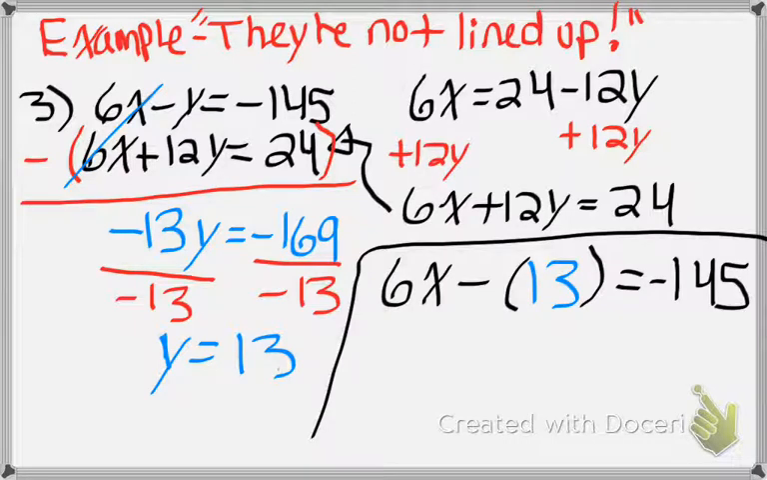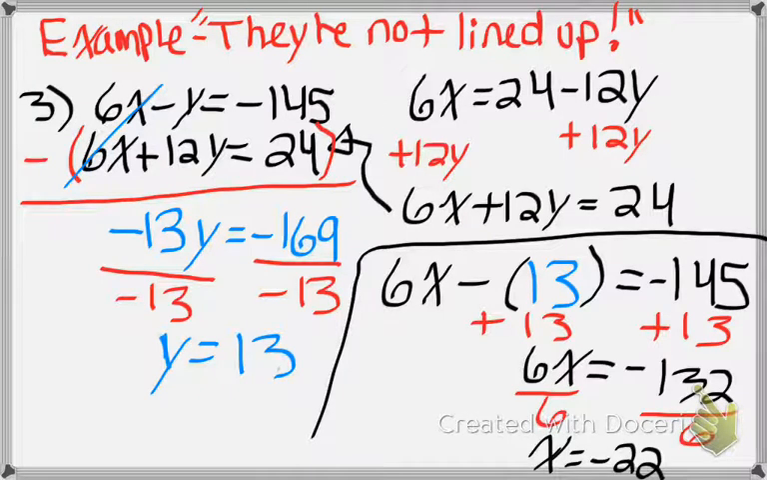Now just go ahead and follow your equation skills and get this thing solved. Meaning move 13 to the other side. So honestly you don't really need the parenthesis in this case, but whatever. Add 13 to both sides, divide by 6, you're done. So you end up with x equals negative 22. Well, put all that together and you have your final answer.